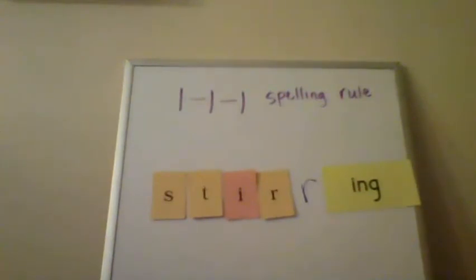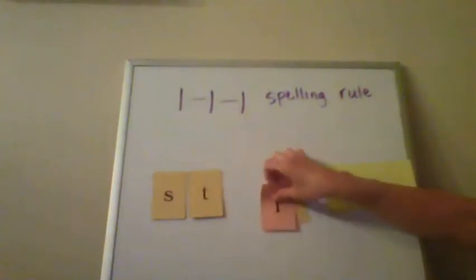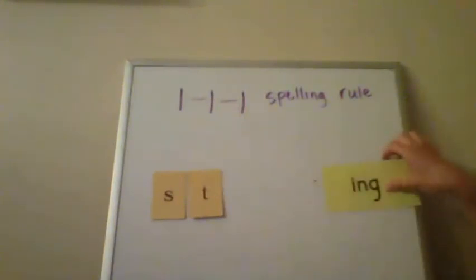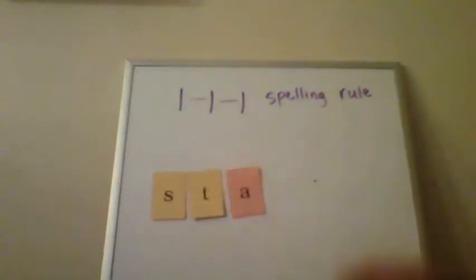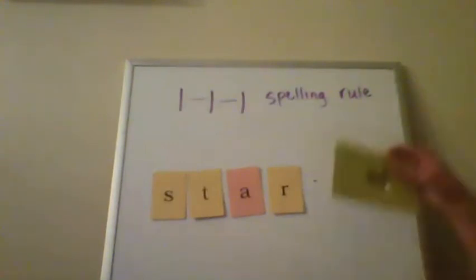Okay, let's work with the word star. I want you to spell the word star with your finger on the desk. S-T-A-R, star. Let's work with some suffix endings here. If I were to add an ED to star, what do we need to do?